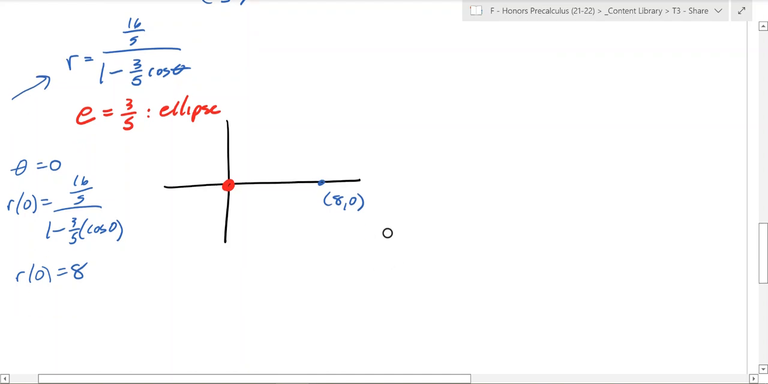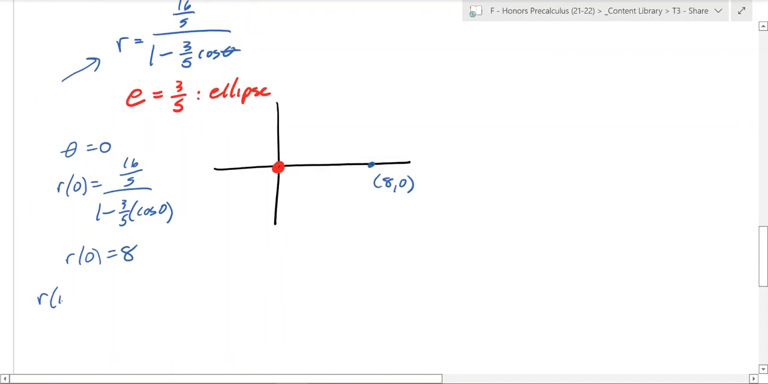What you then can do is also do pi, so r of pi. When you do that, you can plug it into the original this time, it's fine. You don't have to do that divide by 5 thing. So it's going to be 16 over 5 minus 3 cosine pi. Well, 3 cosine pi is -1, so you end up with 8 on the bottom, so this is equal to 2. So what that means is when you have a theta value of pi, remember that's pi, it's going to be 2 away, so it's going to be right here at -2.